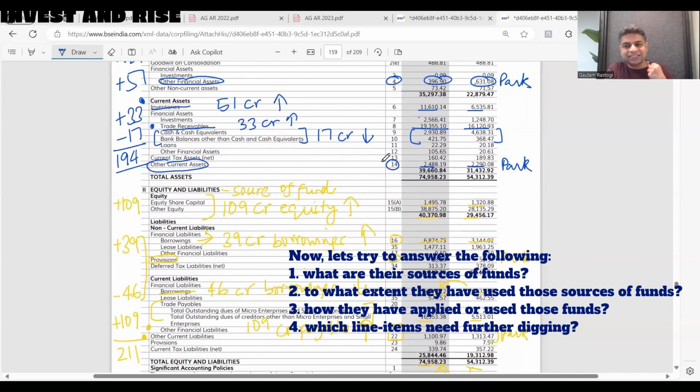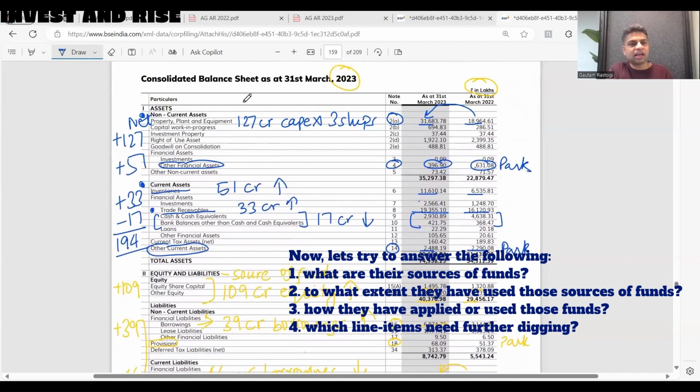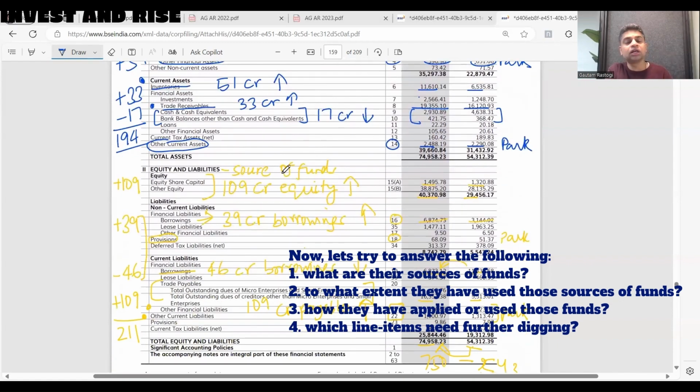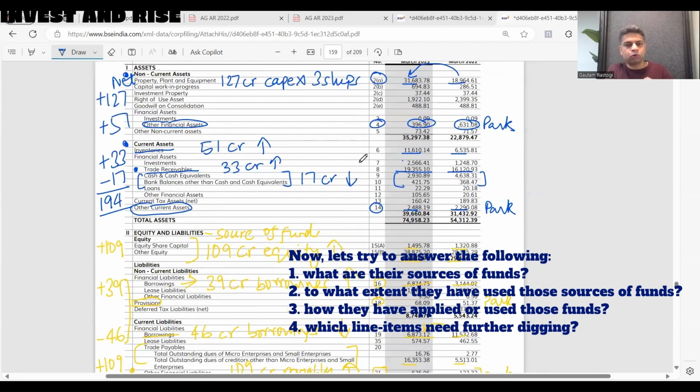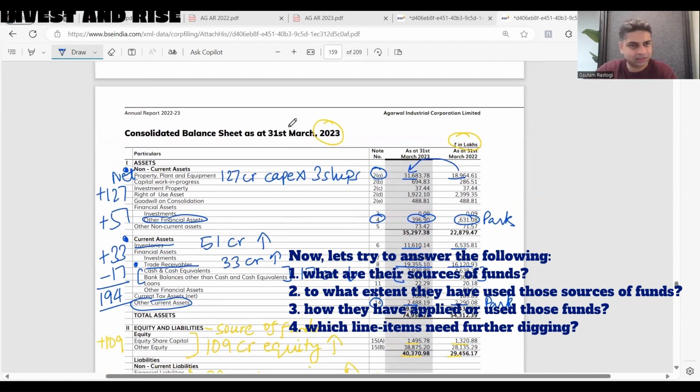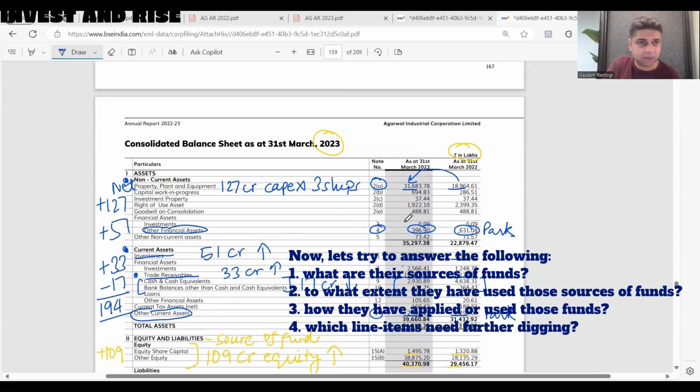Second question is, to what extent they have used their sources. That also we've answered. To what extent they have used the sources of capital of funds. Now the third question is how they've applied or used those funds. See, how they've applied is they have bought these ships, 127 CR capex. They have used those 200 CR worth of funds to fund their capex and plus to fund the increase in inventory, mota. Okay, all right. And which line items need further digging? The ones that we have in the parking lot. Uska notes aapko jaake padhna hai. All right. So we've tried to answer all the questions. Okay. And now let's summarize. I know summary is incomplete without digging into our parking lot, the line items which are there in the parking lot, but still let's try.